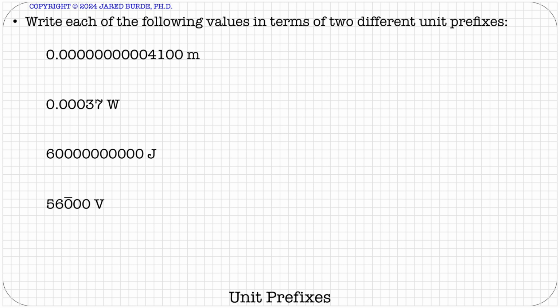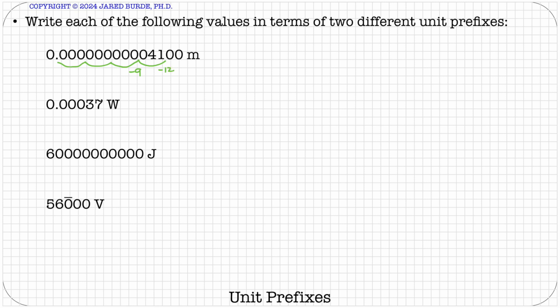Here we have a very, very small number with a lot of decimal places. We could rewrite this in scientific notation and convert that to a unit prefix, but it's a little easier to just count it directly. We know that the unit prefixes go by powers of 10, and each decimal place represents a power of 10. So this would be 10 to the -3, 10 to the -6, 10 to the -9, and 10 to the -12.